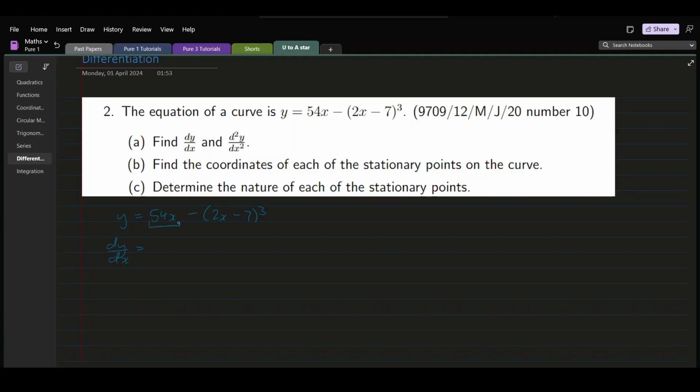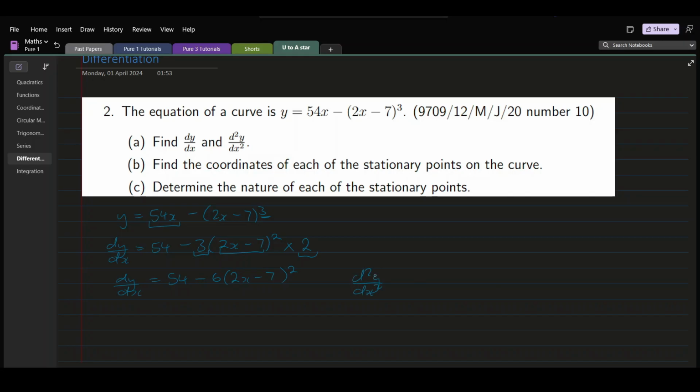So if we differentiate 54x, we get 54. And then let's bring down our power there. That becomes 3 times (2x minus 7). Subtract 1 from the power, that becomes 2. Then differentiate 2x minus 7, you get 2, so multiply by 2. And if we simplify this, dy/dx is equal to 54 minus 3 times 2, that's minus 6, times (2x minus 7) to the power 2. That is dy/dx.